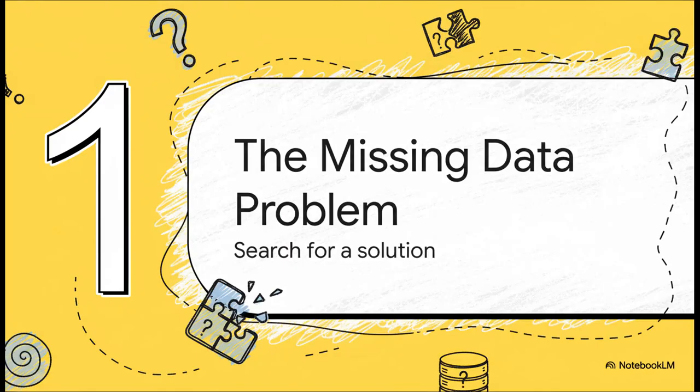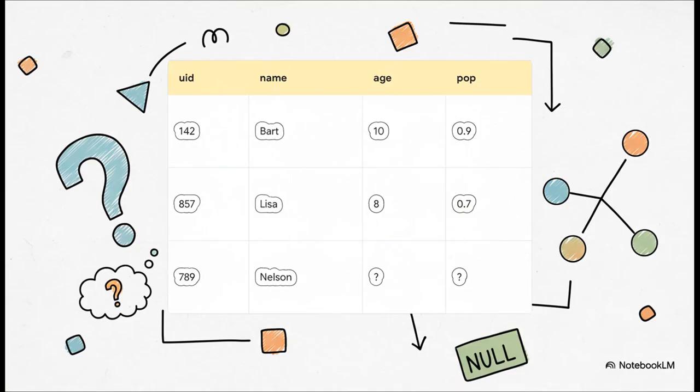Okay, so our story kicks off with a super common challenge. Imagine we're building a user database, maybe for a social network. We've got a new user, his name's Nelson, but we don't actually know his age, and we don't have enough info yet to calculate his popularity score. So check out our user table. See, Bart and Lisa, their data is all filled in, nice and neat, but then you get to Nelson. What do we actually put in those cells with the question marks?